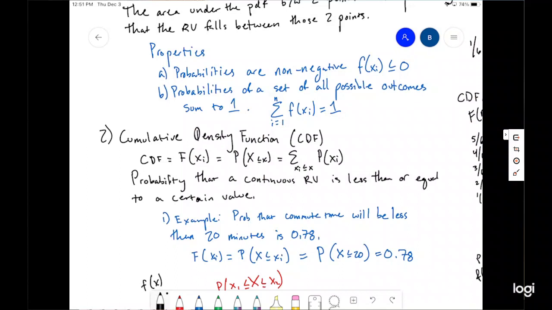Now the example: the probability that a commute time will be less than 20 minutes is 0.78. We would write that as capital F of x equals the probability that the random variable x is less than or equal to the outcome xi, which would be the probability that the random variable x is less than or equal to 20. So if we go to work, or school, and we find that our commute time is less than 20, that's the outcome, that's the random variable. What's the probability this occurs? 78%.